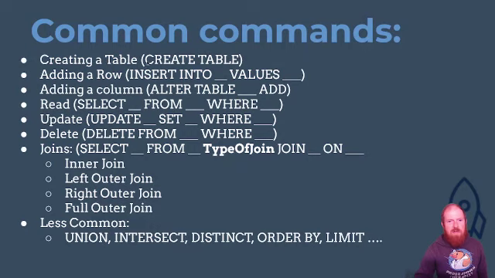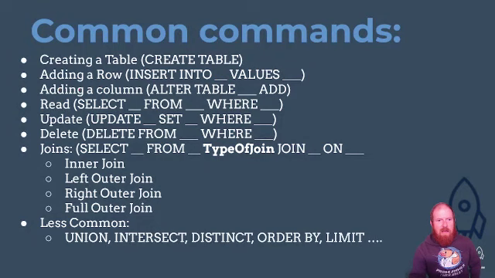So creating a table, you just say create table, and then you put your table name. Adding a row is your insert into, is adding, and then you say what table, and then the values. There we go. So you insert into the table, and then you put in the values.